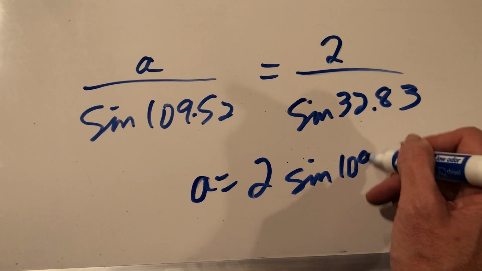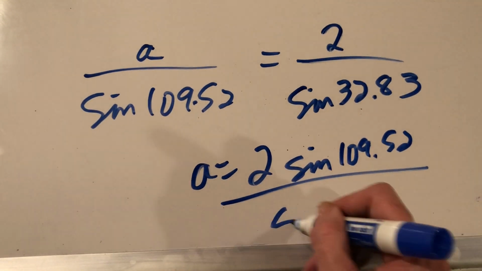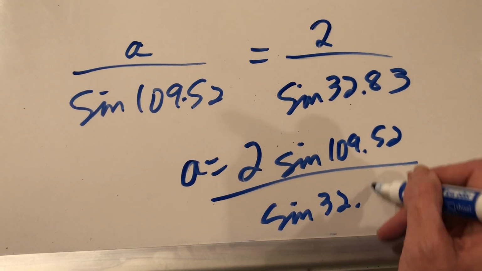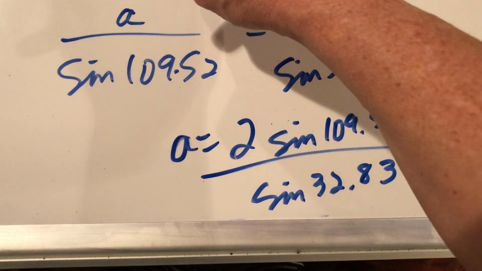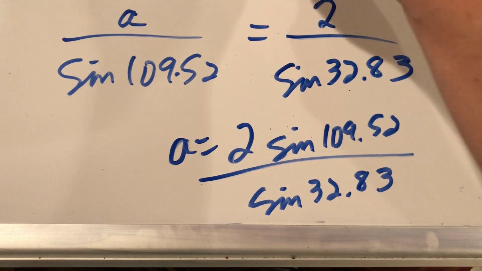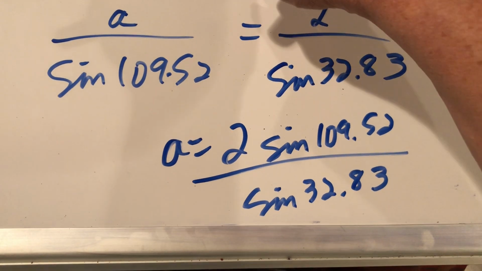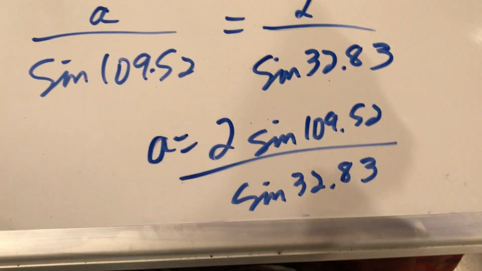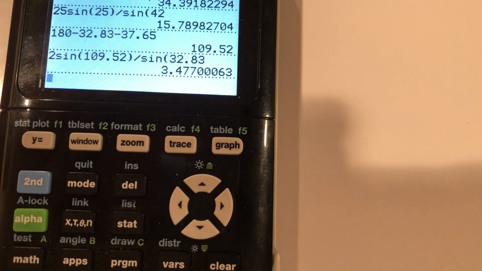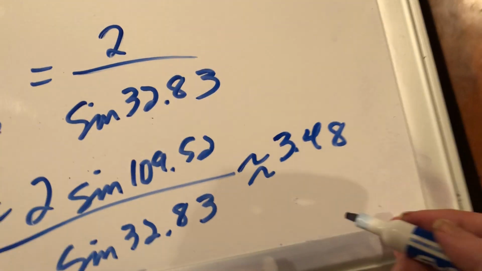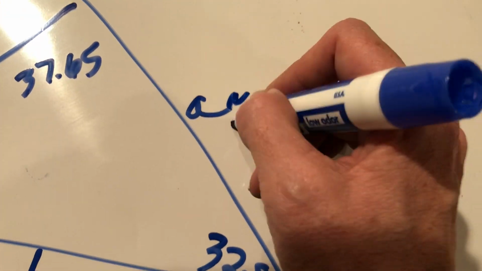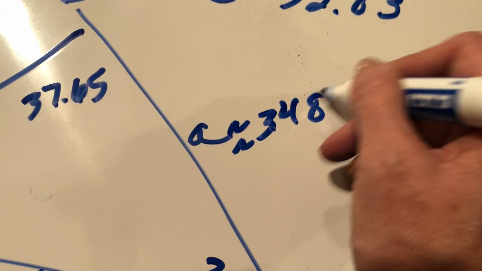Sine 109.52 divided by sine 32.83. So then 2 sine 109.52, close parentheses, divided by sine 32.83. That gives about 3.48. So that is side A, about 3.48, and it was in miles.